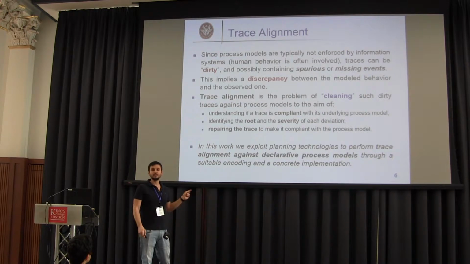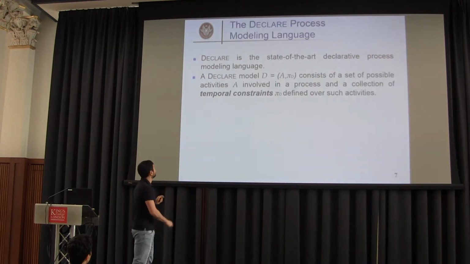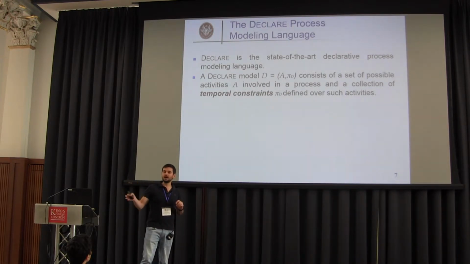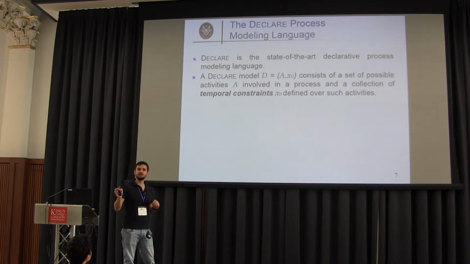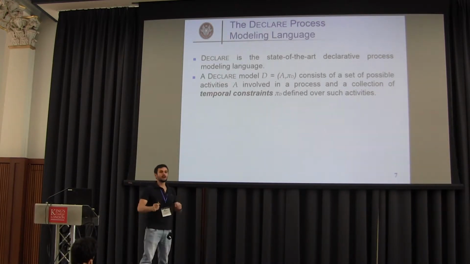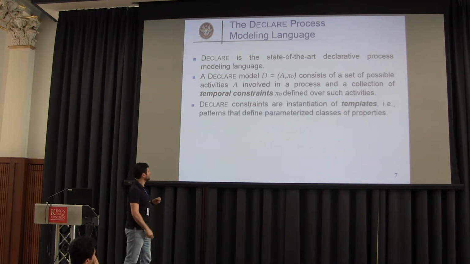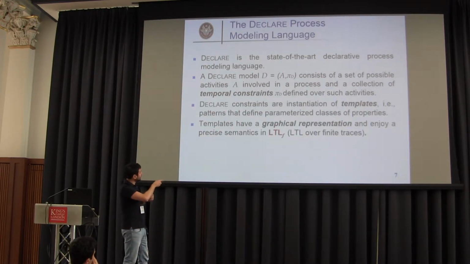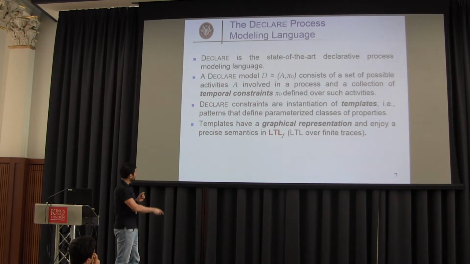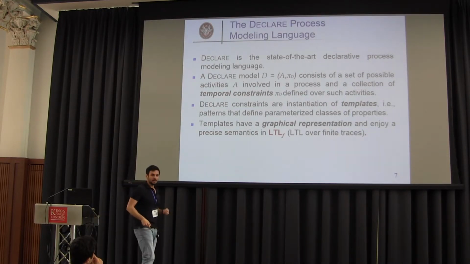In particular, state-of-the-art planning systems. We have focused on the state-of-the-art declarative process modeling language, called Declare. Declare consists of a set of activities and a set of constraints on such activities. These constraints in Declare are instantiations of so-called templates. A template in Declare is a pattern that defines a parameterized class of properties.